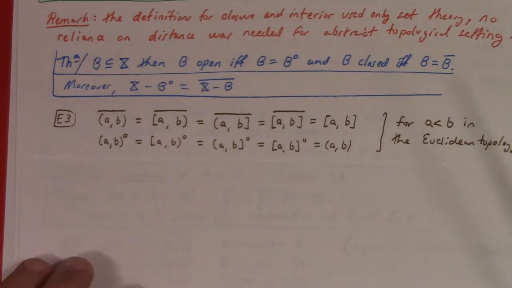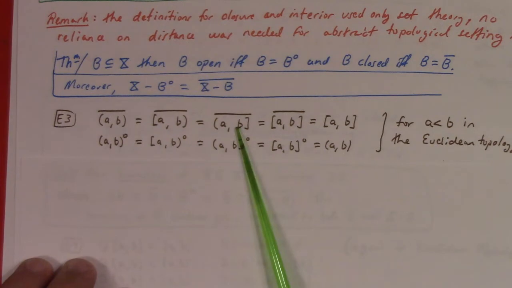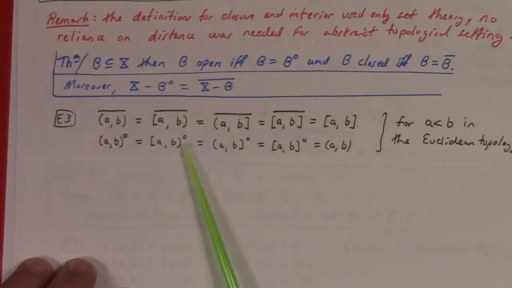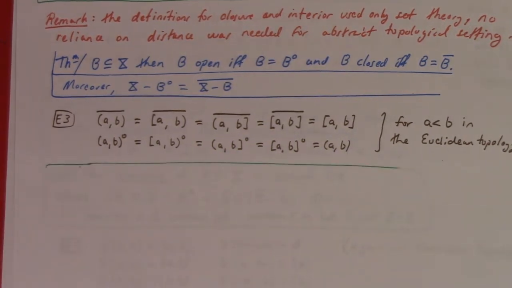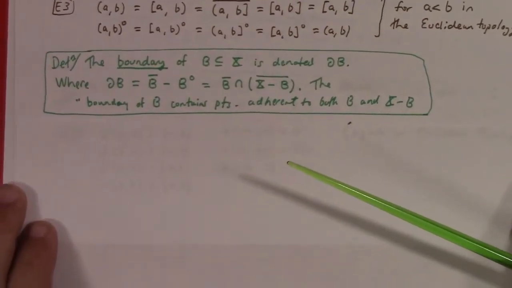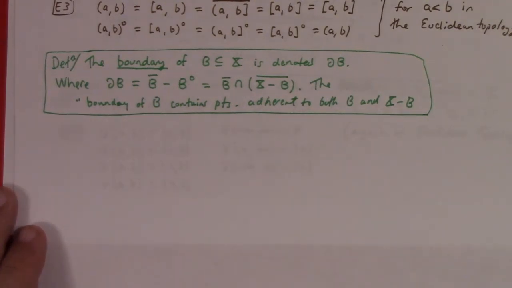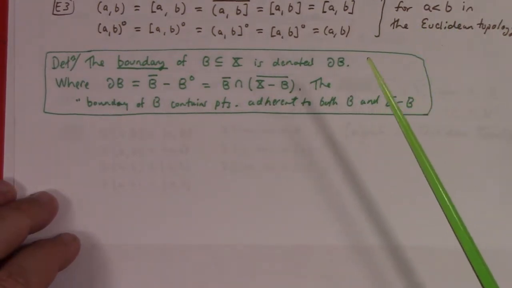Now, here are some simple examples in the Euclidean topology. The closure of any of these finite intervals is the closed interval from a to b. The interior of any of these finite intervals is the open interval from a to b. So it works just like you'd expect in the usual Euclidean context. And again, when we hit the lecture on metric topology, I think that's where we'll recover some of the more traditional views we have of these words, open and closed and so forth.